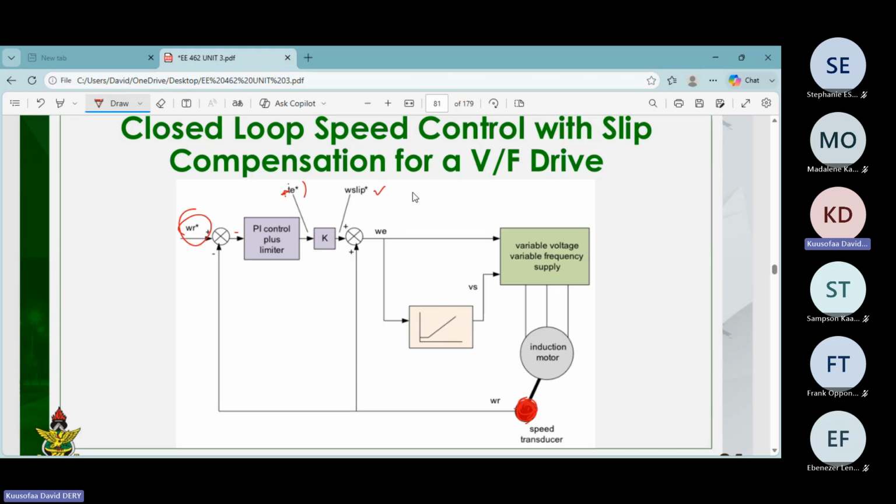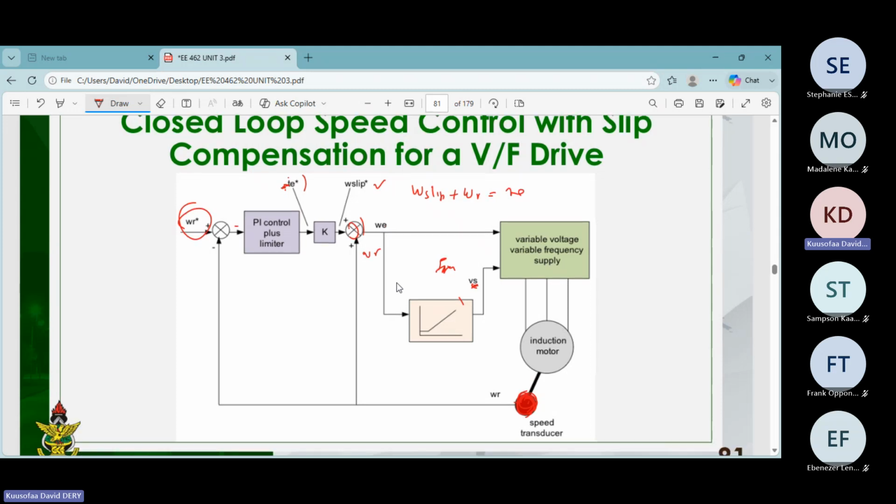We know omega slip plus omega R will be equal to omega E. That is what is happening here. So omega E is equal to omega slip plus omega R, and you can see that this is omega R. Then pass it through a function generator to generate a VS that is proportional, to ensure that the IM is constant. Then you feed it. That's the difference between the open loop and the closed loop speed control of the VF drive.